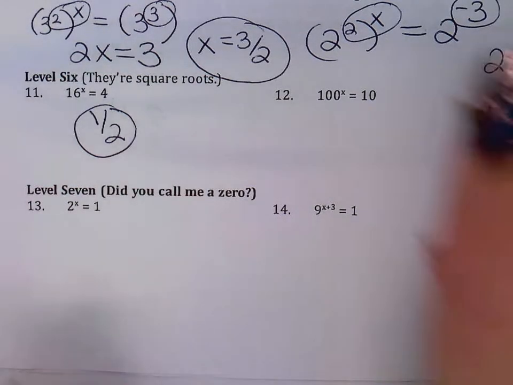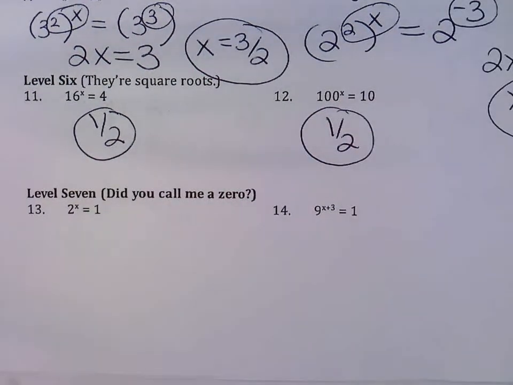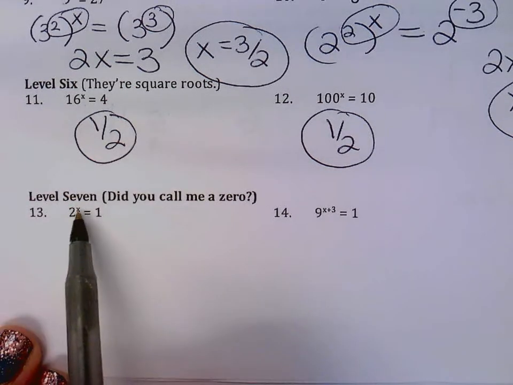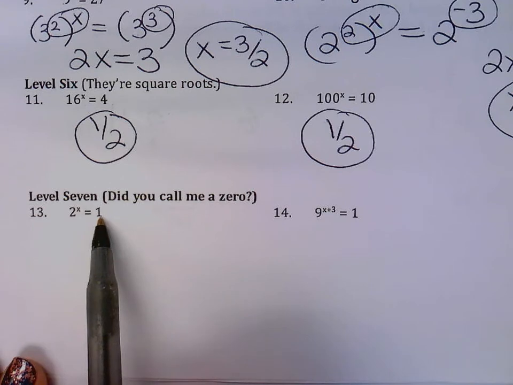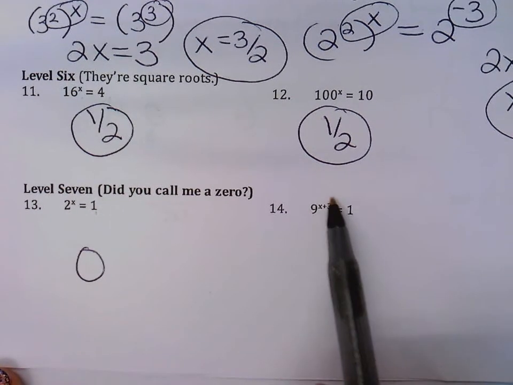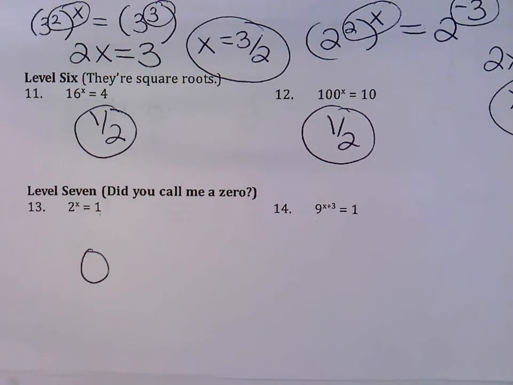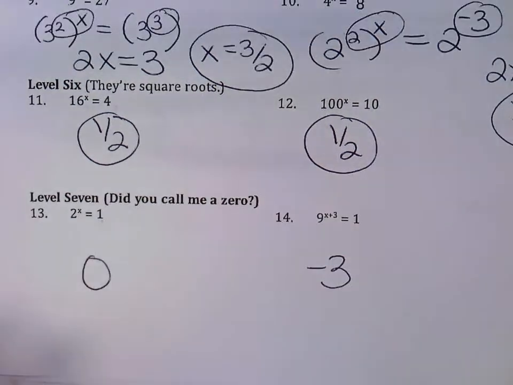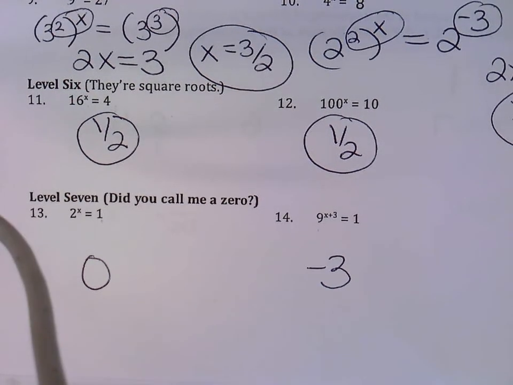Same thing with number 12. 100 to the 1/2 power is the square root of 100. See how your brain should start to be thinking about the relationship between the powers of the numbers. And the last one, anything to the 0 power is 1. So in 13, the answer would have to be 0. What would the answer have to be in 14? If this is 9 to the 0 power, what does x have to be? Negative 3. So that's where we're stopping for today.